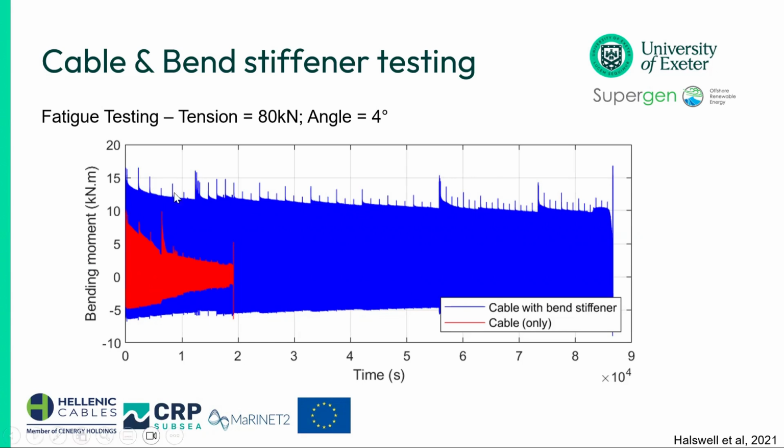Whereas with the bend stiffener in place, you can see that we're consistently above the 10 kilonewton meters that the rig needs to afford to push the cable over. Those spikes here, I should say, are when we stop and start the testing. So when we start off, there are slightly higher bending moments until it's back in regular cycling.